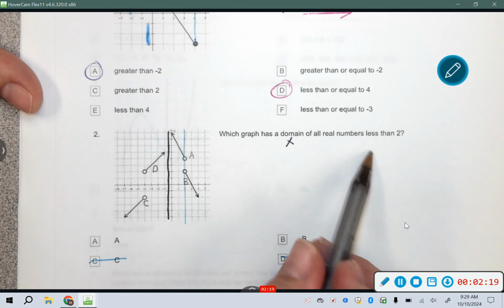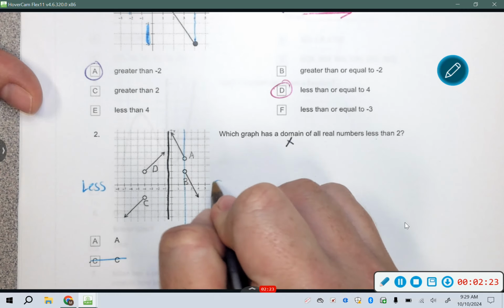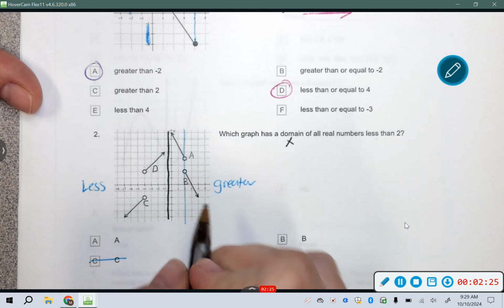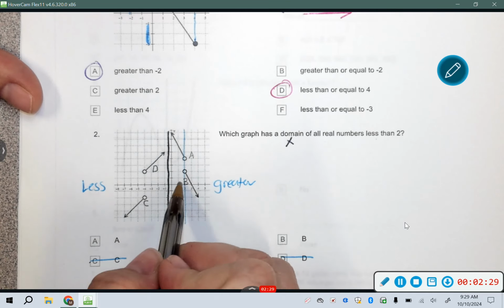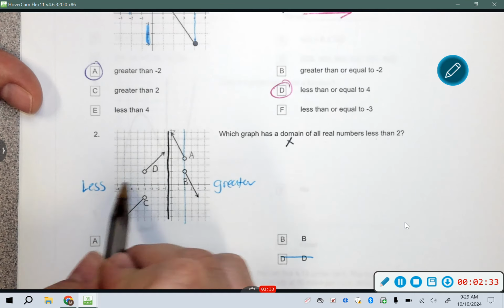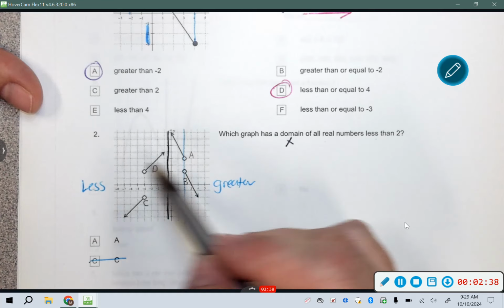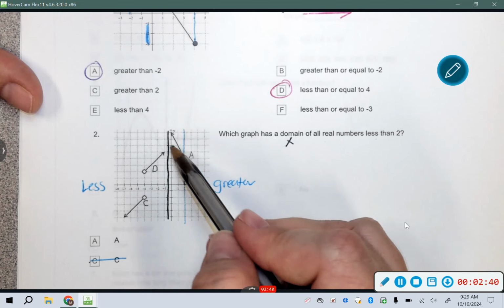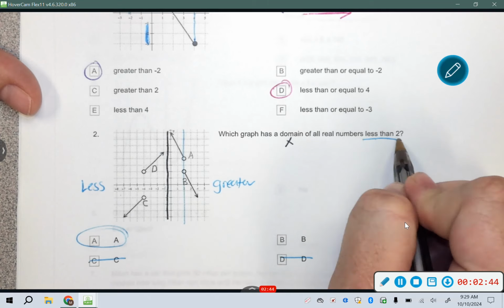Well, less than 2, I want you to realize left is the less, right is greater, because bigger numbers, 5 is bigger than 2, so greater numbers to the right. 0 is less than 2. -8 is less than 2, so this way is my less. So I want the graph that's going towards the less than side, which is A. A is going to the left, which is less, so my answer is A, because it's less than 2.